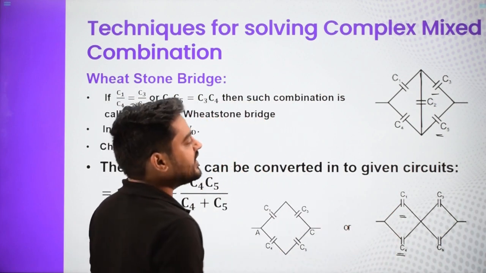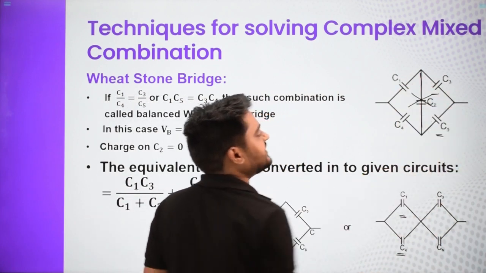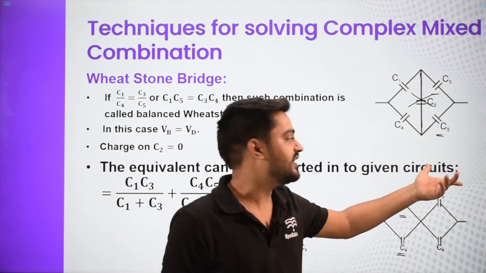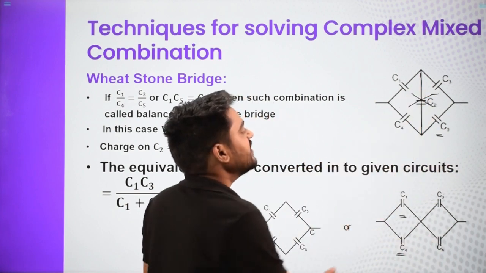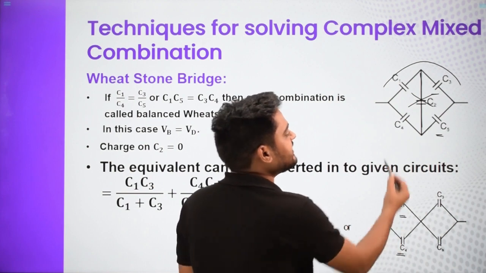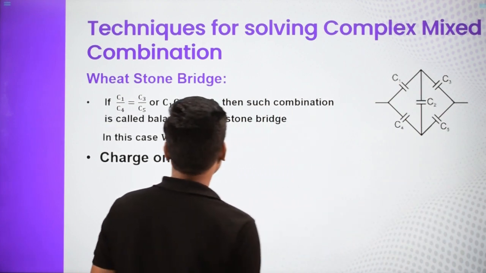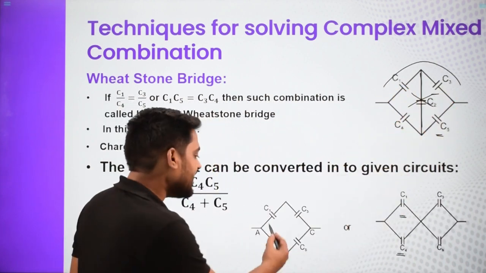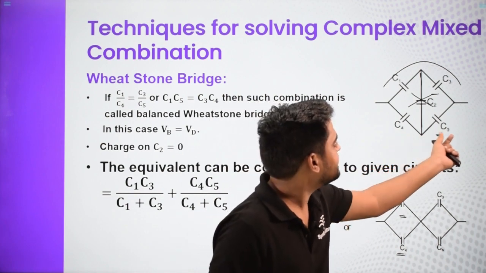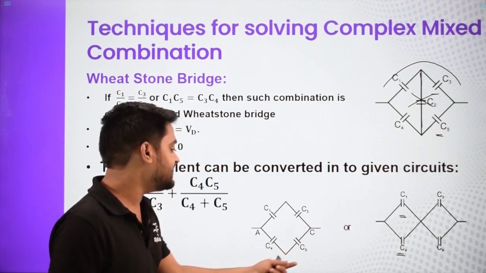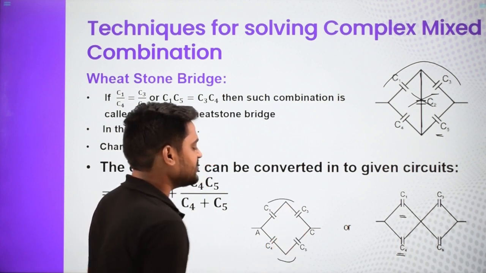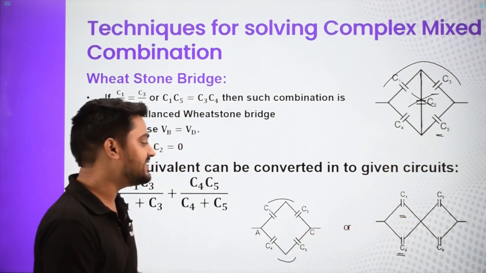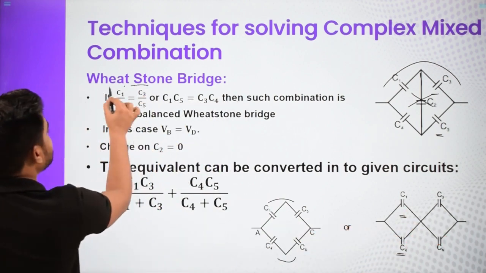The other way is you can just remove this capacitor, since no charge is flowing through this branch. We can say that if it is there or not, it does not matter. So we can just remove it. Now we can make these two capacitors in series and these two capacitors in series, and then the combination in parallel. So eventually C1 and C3 are in series, C4 and C5 are in series, and these two series combinations are in parallel. So we can solve either that or that. You'll get the same answer given that this situation is being satisfied.